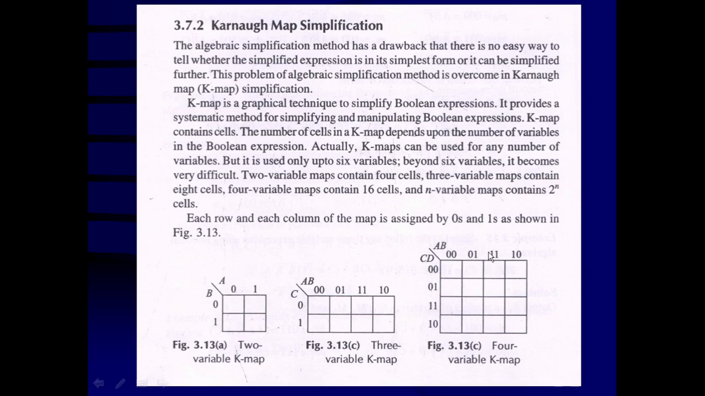Again, the combination of the 2 variables is the same: 0 0, 0 1, 1 1 and 1 0. That is the combination for the AB variables. Similarly, for the CD variables, it is going to be 0 0, 0 1, 1 1 and 1 0. Now you will be questioning why it is going to be like this.